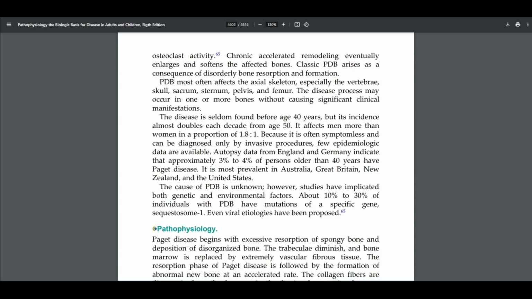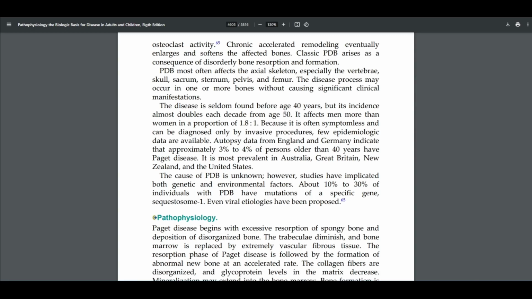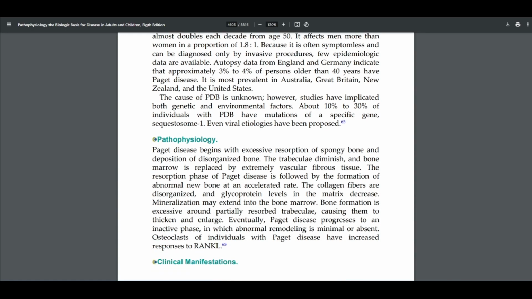Autopsy data from England and Germany indicate that approximately 3 to 4% of people older than 40 have Paget's disease. It is most prevalent in Australia, Great Britain, New Zealand, and in the US. The cause of Paget's disease is unknown. However, studies have implicated both genetic and environmental factors. About 10 to 30% of individuals with Paget's have mutations of a specific gene, sequestosome 1. Even viral etiologies have been proposed.